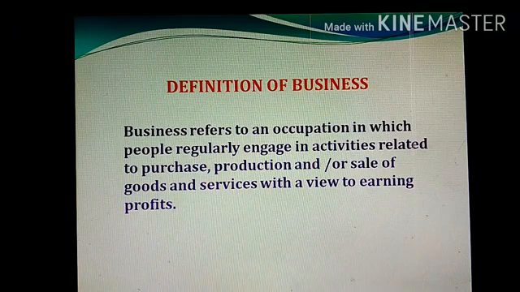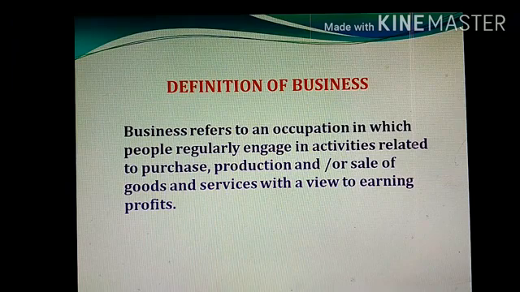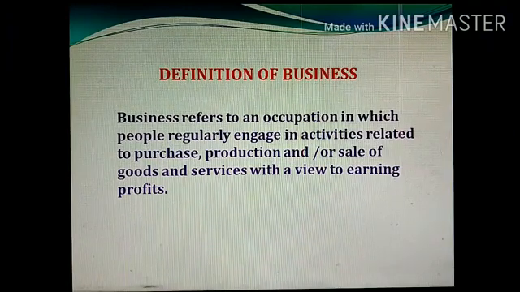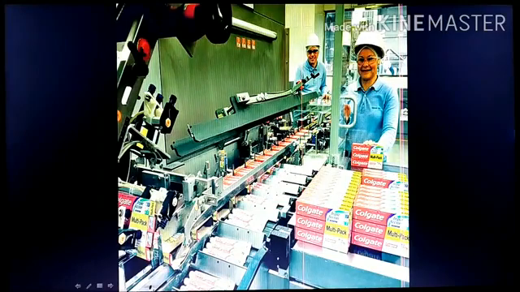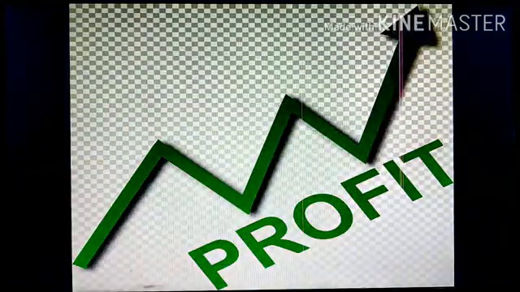The word business is very familiar in your day-to-day life, right? Do you know from where the term business is derived? The term business is derived from the word busy. Thus, business means being busy. How can we define the term business? Business refers to an occupation in which people regularly engage in activities related to purchase, production, and or sale of goods and services with a view to earning profits. From this definition, we can understand business is regular in nature, and it is mainly related to purchase, production and or sale of goods and services. And the main motive of running business is to earn profit.